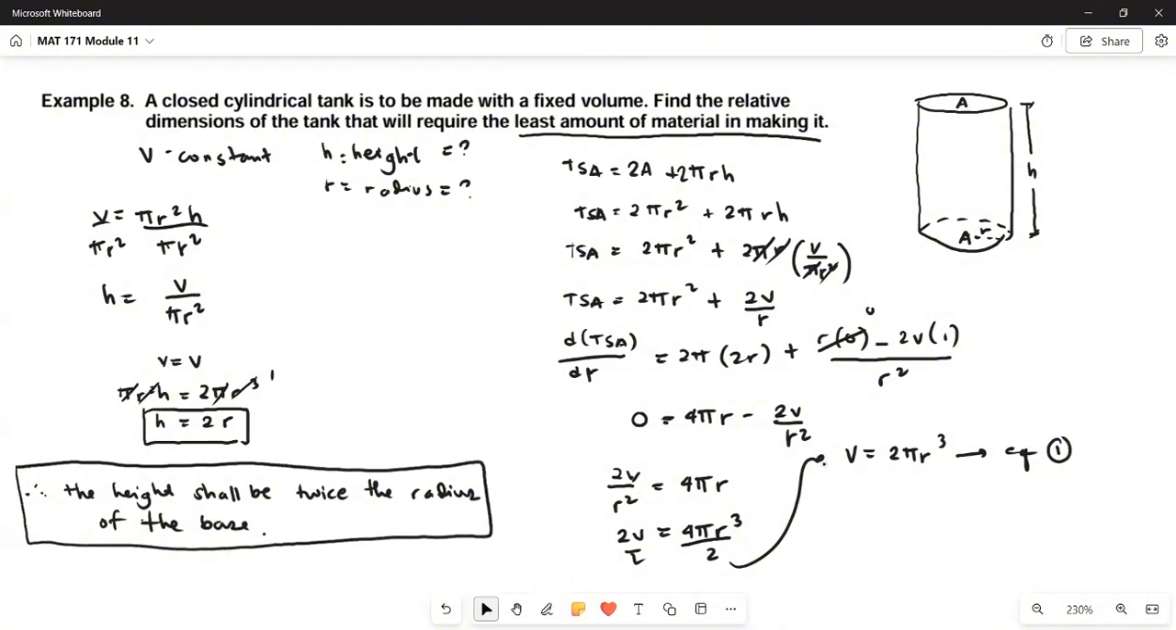Ganun natin i-final answer. Or sir, paano pag ang final answer ko is r is equal to h over 2? Acceptable din naman. So sasabihin mo lang, the radius shall be the half of the height of the cylindrical tank. So pwede naman ganun. As long as parehas lang naman sila ng pinanggalingan na quantity.